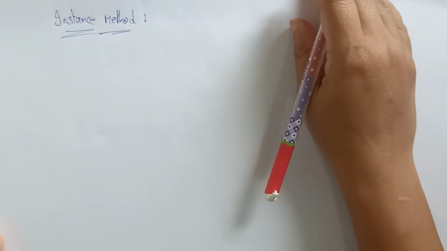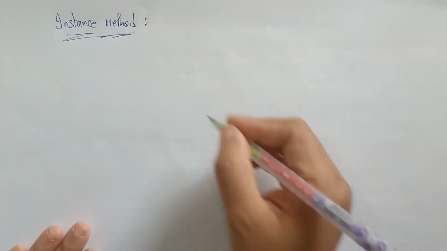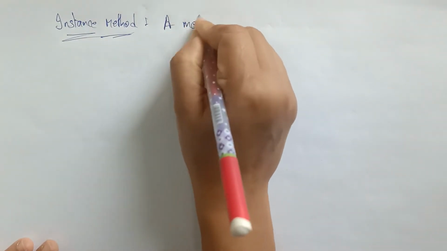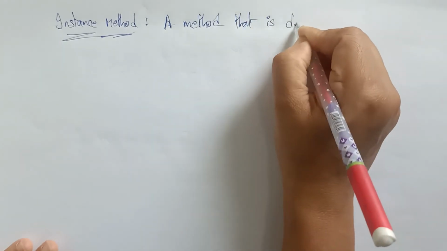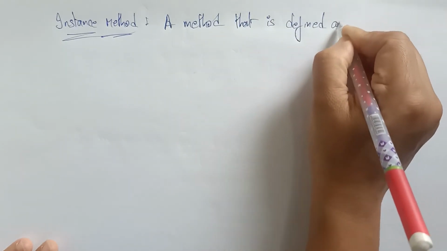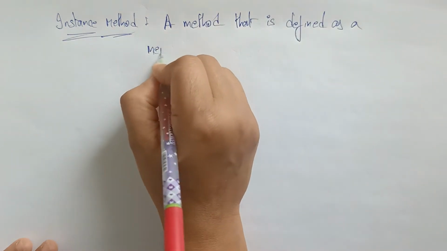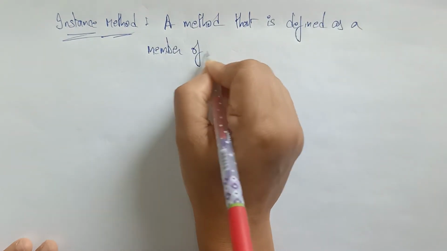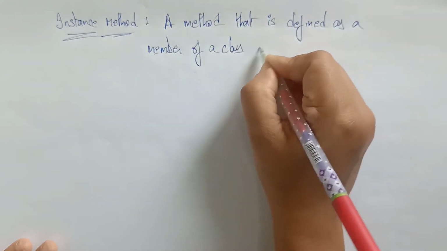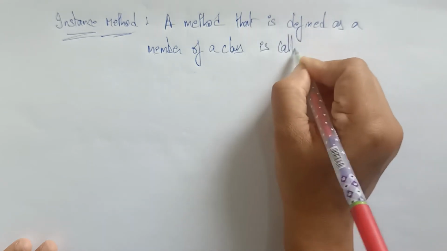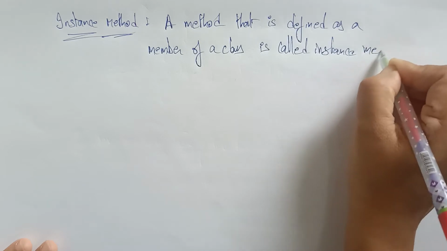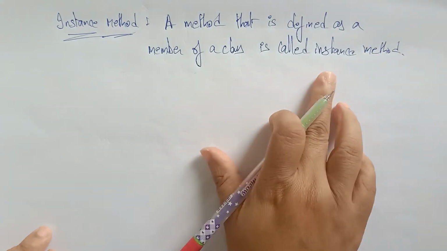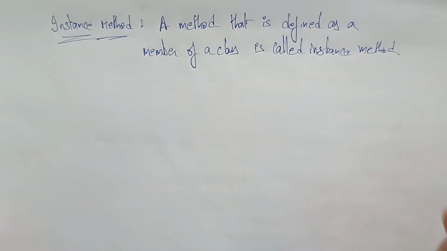Instance method. An instance method means a method that is defined as a member of a class, then it is called an instance method. So what I said, a method that is defined as a member of a class. Suppose it is a member of a class, then we usually call it an instance method.